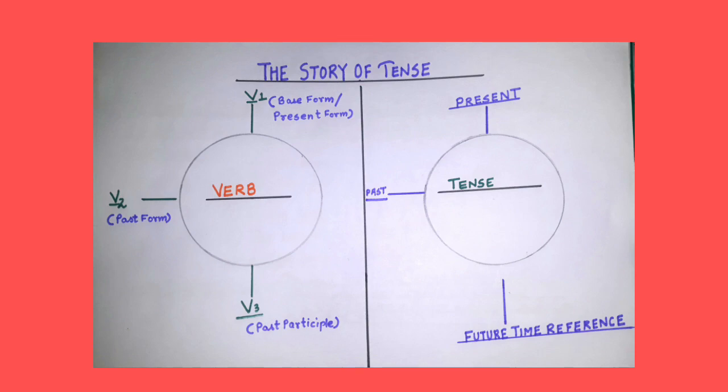On the right hand side, the circle indicates tense, and we are already aware of the subdivisions of tense. In order to understand and use tense properly, we also need to know the correct usage of verb. If we are able to understand the correct usage of verb, we will be able to understand tense in a better way.